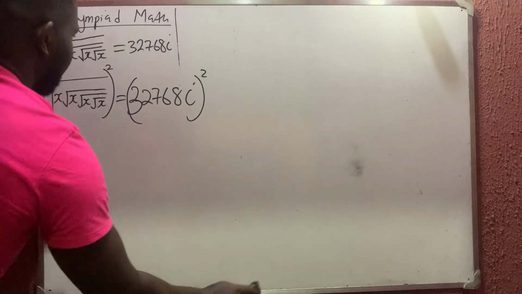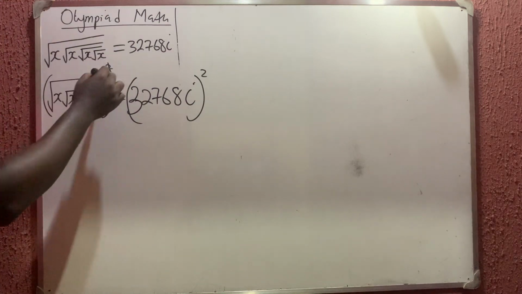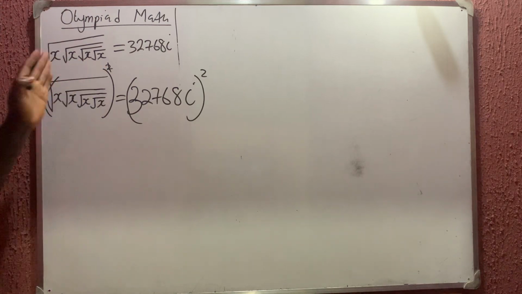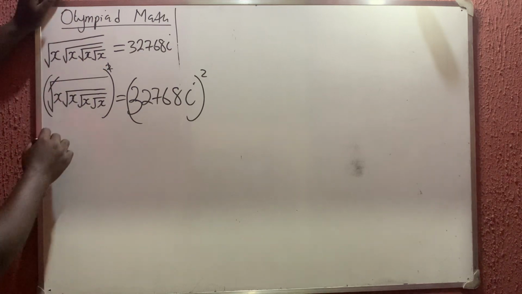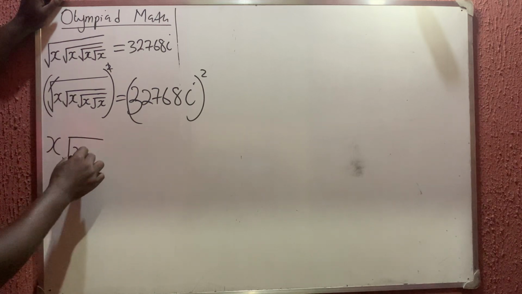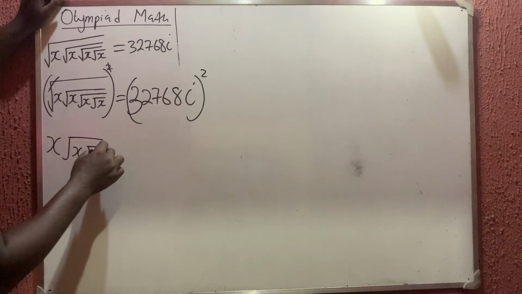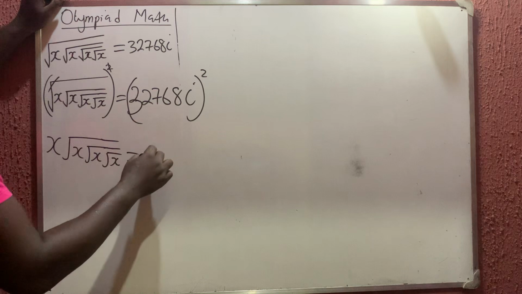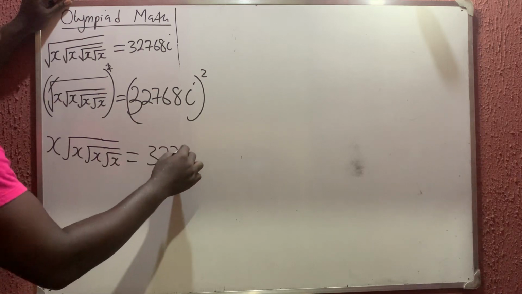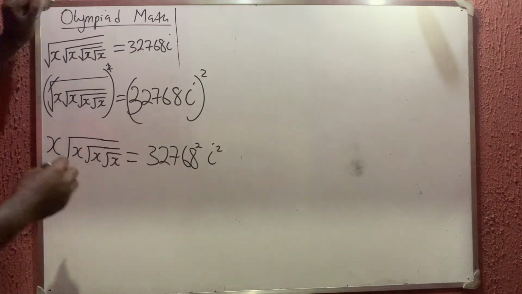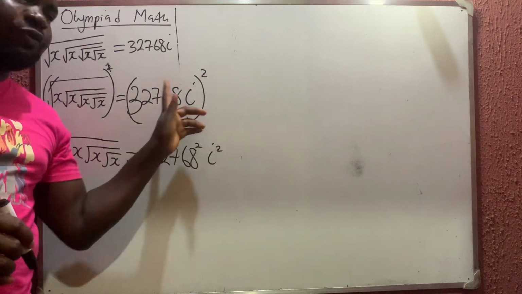Okay, now having this, what do we do? This is very simple. This square is going to take care of this square root. I'm going to solve this question in two ways. This square is taking care of this square root. I'm going to have x, then the square root of x, the square root of x, and finally the square root of x, is equal to 32768 squared, then i squared. I shared the square for both of them.